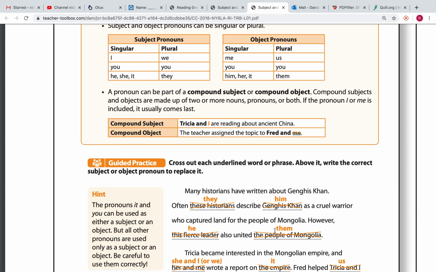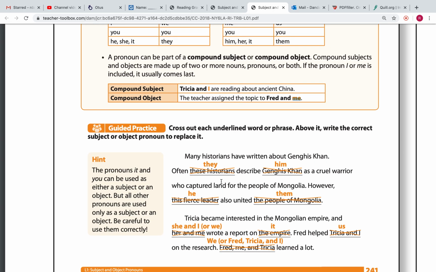All right. Now, let's look at these sentences right here. We're going to cross out each underlined word or phrase. And above it, we're going to write the correct subject or pronoun to replace it. And let's look at our hint. The pronouns it and you can be used as either a subject or an object. But all other pronouns are used only as a subject or an object. Let's be careful to use them correctly.